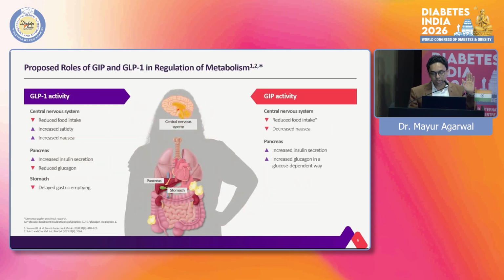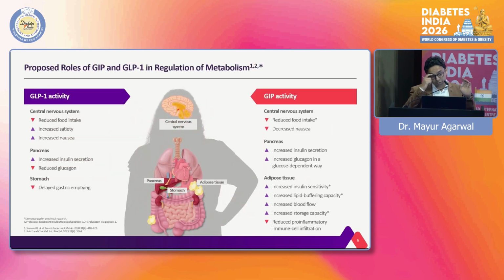Now this slide is already taken by Dr. Lakshmi. If you talk about GLP and GIP, both will decrease your appetite, both decrease hunger, both give you satiety. That is why the patient eats less. Now what is the difference? The difference is on the adipose tissue, where your GIP will be acting but not your GLP. I'll come to one of those slides on how it is acting. It increases the blood flow basically, and that is why it increases the insulin sensitivity and the storage capacity, and reduces the inflammation. That is how it works.